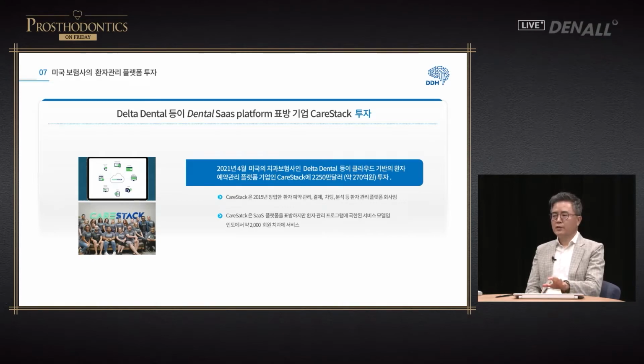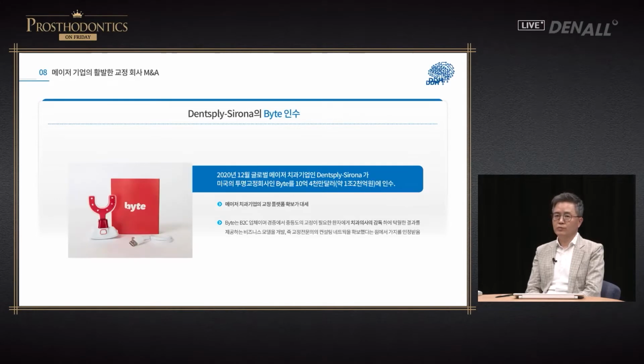Larger companies merge or make investment because they need to reduce the time necessary for technology development and to secure sales network and the results. So relevant companies are being bought. Sirona bought Byte, a B2C company in the US. I didn't really think Byte was worth 1 trillion won.